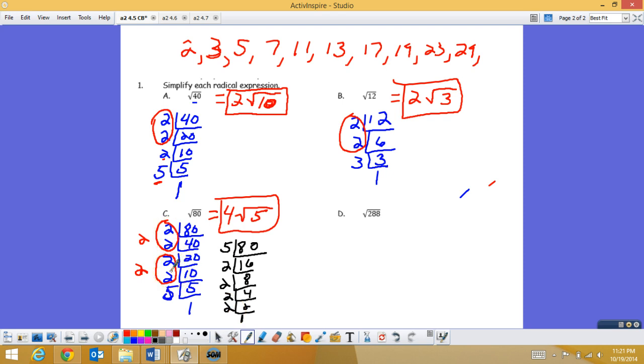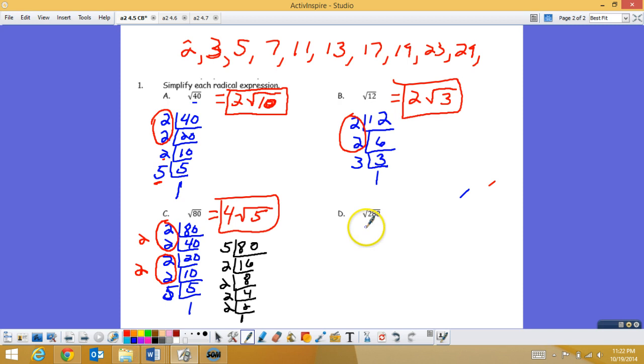Some people prefer to knock it down to a smaller number quicker, so they would have divided by 5 first. Same thing here with the 40. So that is something that could also work, but you'll end up with the same numbers. But one thing to be careful of, make sure you're always dividing by prime numbers, one of these prime numbers.